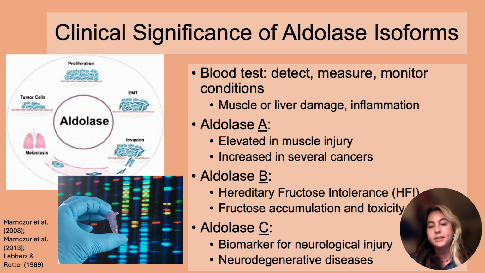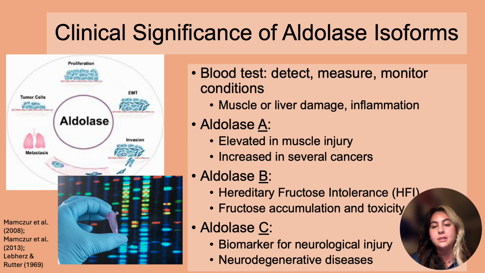So what's the clinical significance of these isoforms? As we mentioned briefly, they can be used as biomarkers for certain conditions, or even just to track cell types. Through a blood test, it can detect, measure, and monitor certain conditions. This might be things like muscle or liver damage or general inflammation. Under aldolase A, the expression of that isoform is going to be elevated in times of muscle injury or damage. So using it as a biomarker will be able to lead you to those areas of injury.